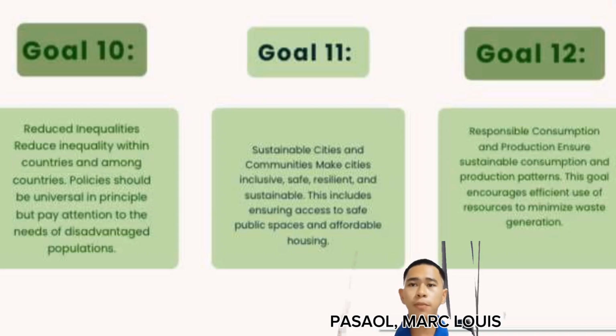Goal 12, Responsible consumption and production, promotes sustainable consumption and production patterns. It encourages efficient use of resources to minimize waste generation. This goal encourages businesses and individuals to adopt sustainable practices such as reducing waste, recycling, and using renewable energy sources. By promoting responsible consumption, this goal aims to protect the environment and ensure resources are available for future generations.